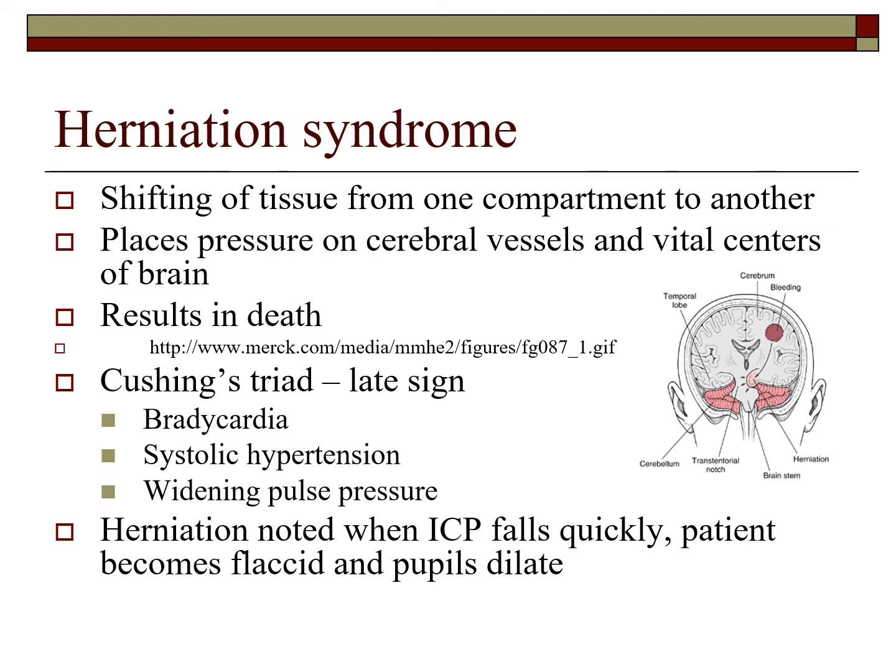So a very late sign is that the patient's pulse is slowing, they're getting really hypertensive, and the pulse pressure, the difference between systolic and diastolic, is getting bigger and bigger. That's the Cushing's triad. If all of a sudden the pressures go from extremely high ICPs and fall down to 15, you know that the patient has herniated, and this is not recoverable.